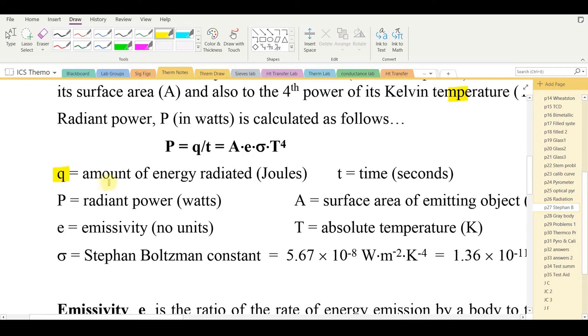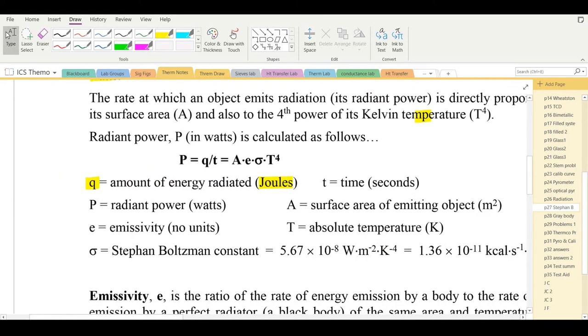Q is the amount of energy radiated, usually as joules. A is the surface area of the object that's emitting it, usually in meters squared. E is the emissivity, no units. Discuss that further in a minute. And sigma is Stefan Boltzmann's constant. It's 5.67 times 10 to the minus 8 watts per square meter per Kelvin to the fourth power.